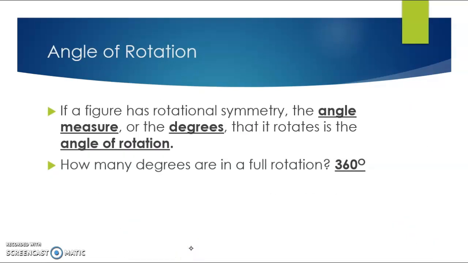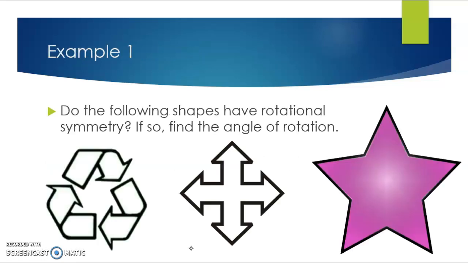All right, so the angle of rotation, we say that if a figure has rotational symmetry, the angle measure, or the degrees that it rotates, is the angle of rotation. And as we said before, how many degrees are in a full rotation? 360 degrees. We've learned that when we were dealing with circles. So, do the following shapes have rotational symmetry? And if so, find the angle of rotation.